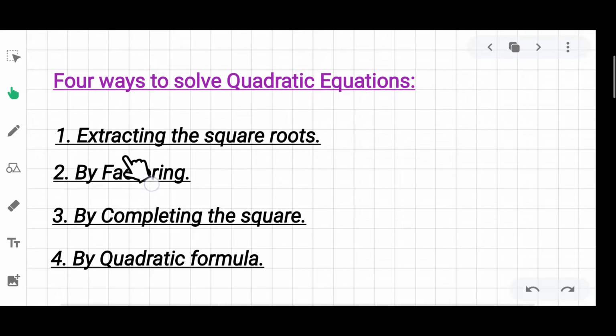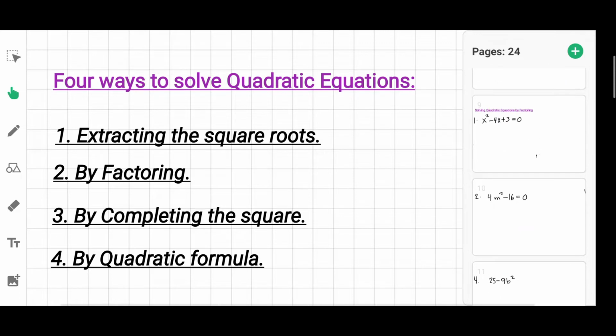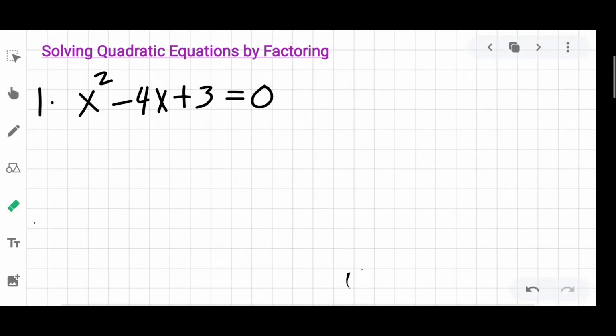Napag-aralan na natin kung paano mag-solve ng quadratic equation using extracting the square root. Ngayon, ang ating pag-aaralan naman ay kung paano mag-solve ng quadratic equation by factoring. Example. Paano nga ba tayo nagpa-factoring?